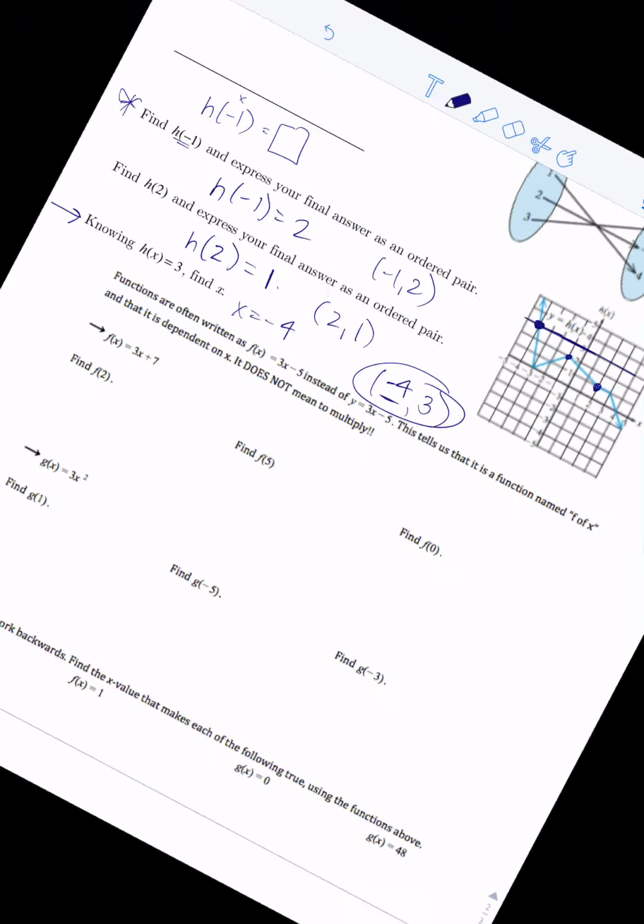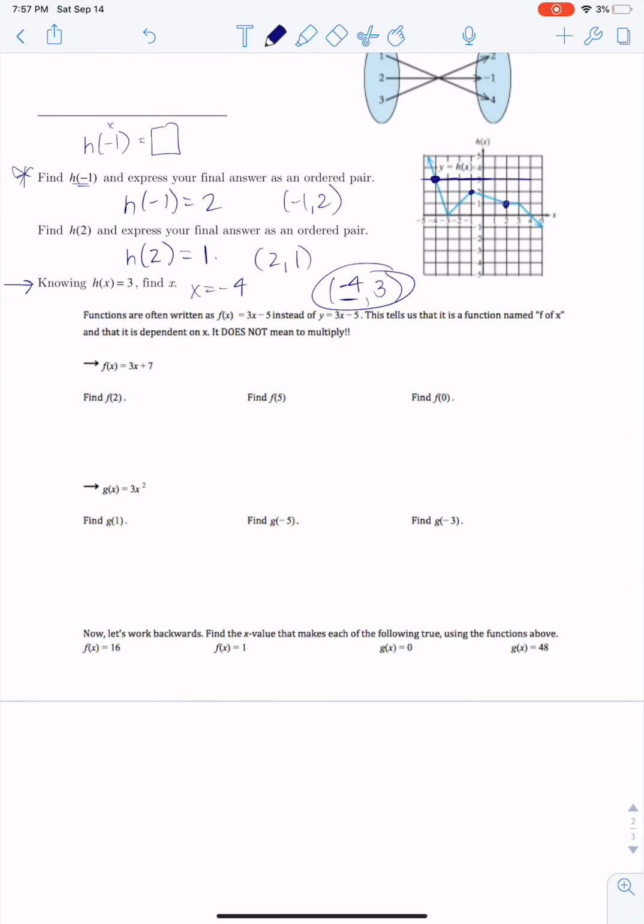Let's do 2 of these problems together. Let's do this guy right here, just as a quick reminder. F of 2, everywhere there's an x in my original equation, which is right here, I will plug in a 2. 3 times 2 will give me 6 plus 7, so f of 2. I can go ahead and say that f of 2 is equal to 13, and that would be my final answer.